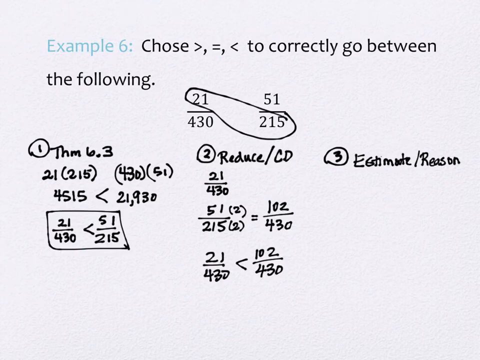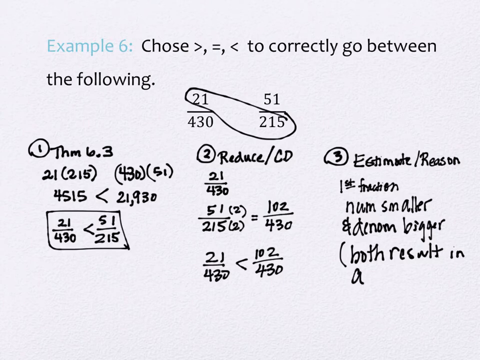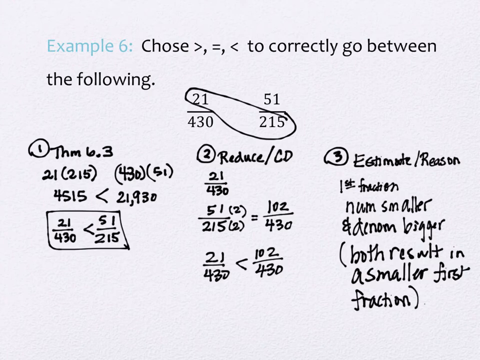So that's what I mean by estimating or reasoning it out, is that the first fraction, because that's how I actually talked through it with you, the numerator is smaller and the denominator is bigger. Both result in a smaller first fraction. So again, our answer would be that 21 over 430 is in fact less than 51 over 215.